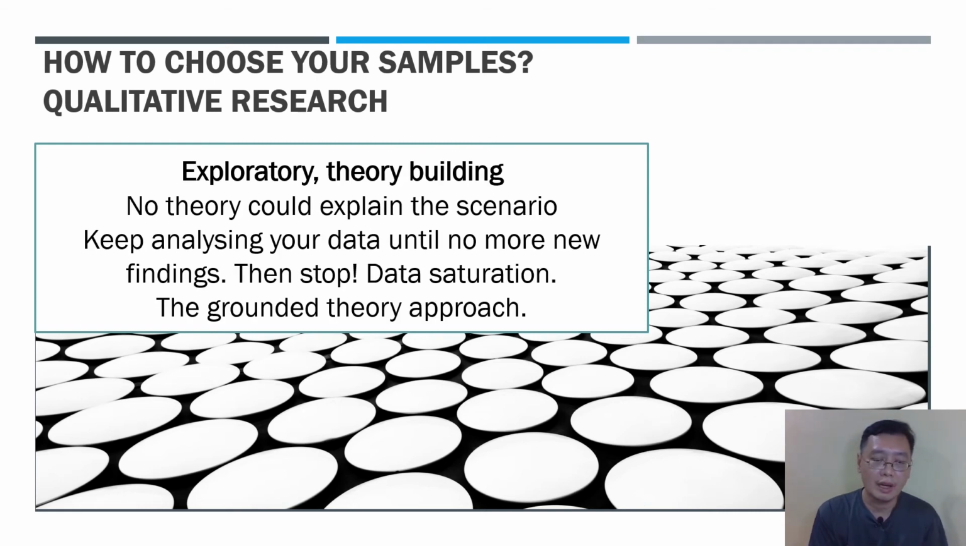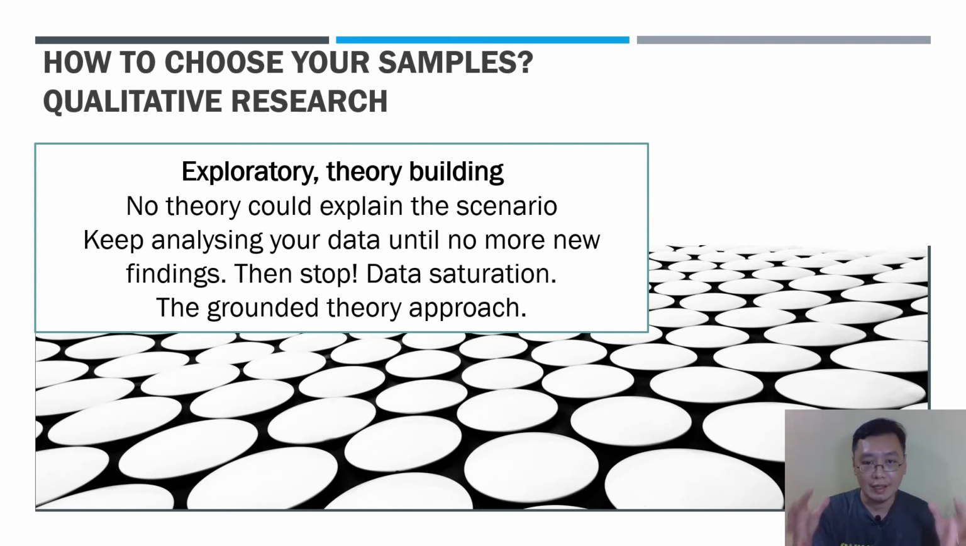Okay, let's talk about exploratory study. Let's say if you are doing an exploratory study where there is no theory exists to explain the scenario. So if that is the case, then you need to keep collecting your samples and keep analyzing, because since there is no theory, you don't know what you will get. So you keep analyzing the data until you found no new findings already. Then you stop collecting data, then the sample stops there. This is what we call data saturation. Saturated, no more new data.